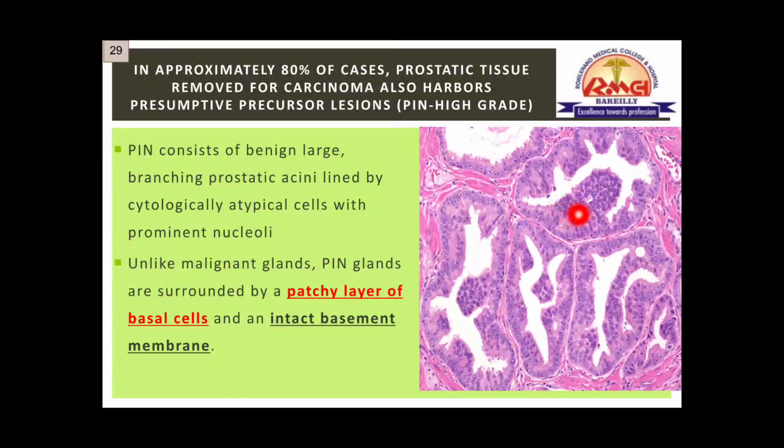So these cells are atypical, and they will show a complex architecture also, and there will be stratification of the cells, but the basement membrane will be intact, and along with that the basal layer will be present. So there will be a patchy layer of basal cells and an intact basement membrane to label it as PIN glands. And if we see PIN glands in a patient of prostatic biopsy, then close follow-up is important because it may progress to prostatic adenocarcinoma.